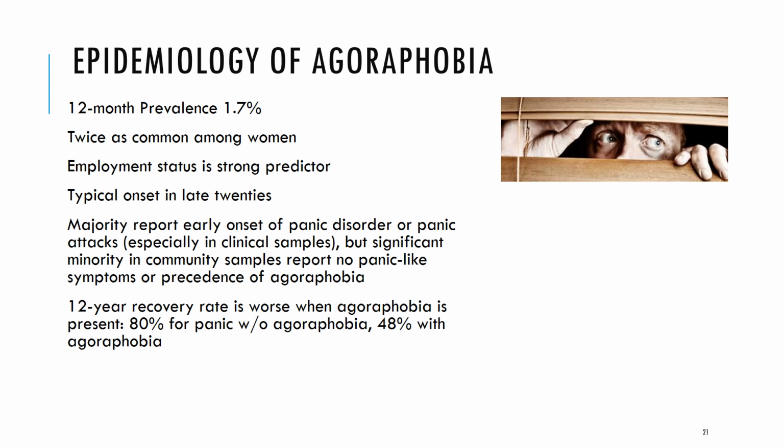The typical onset is in the late 20s, and the majority report early onset of panic disorder or panic attacks. So panic disorder and panic attacks come first, and then I don't want to leave my house because I wonder if I have another panic attack. But a significant minority in community samples report no panic-like symptoms or precedence of agoraphobia.